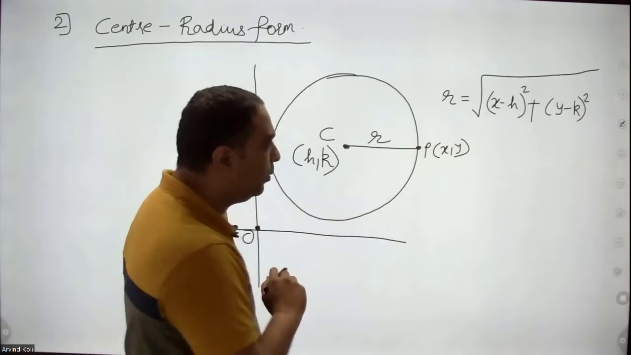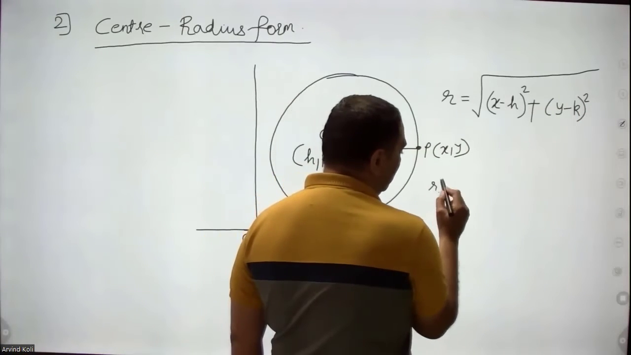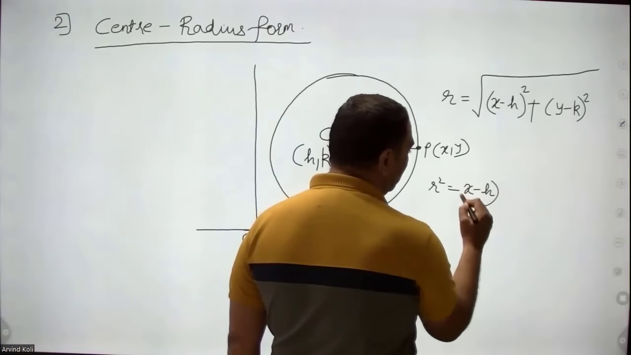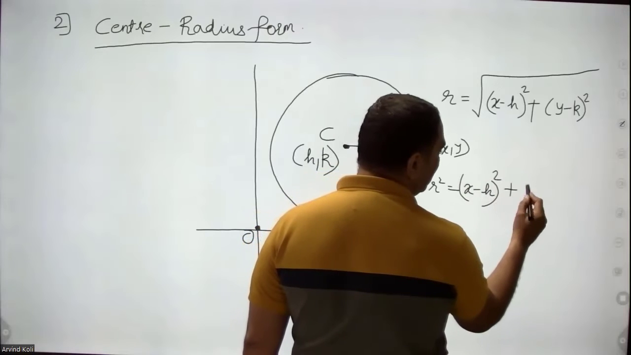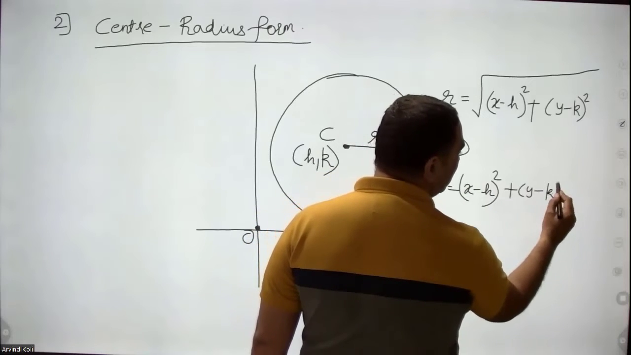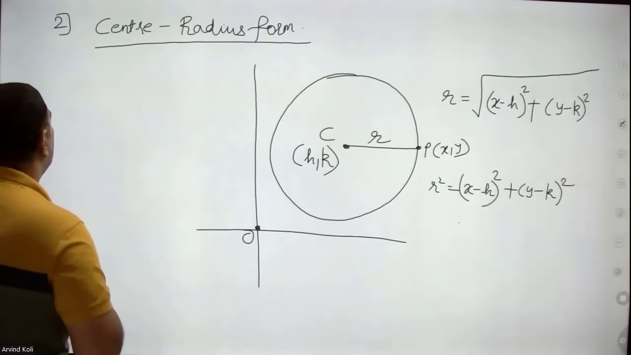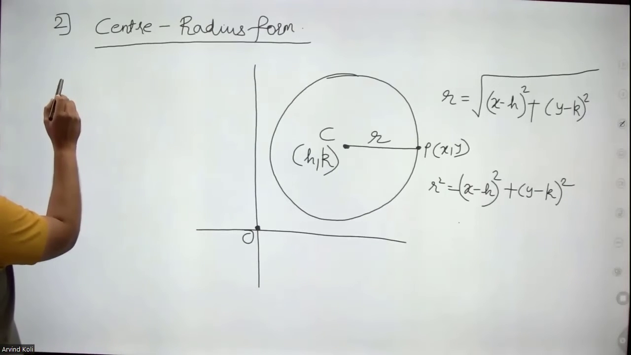Squaring on both the sides, what do we get? R square is equal to x minus h square plus y minus k square. This is your center radius form. So the formula, I'll write it once again over here.